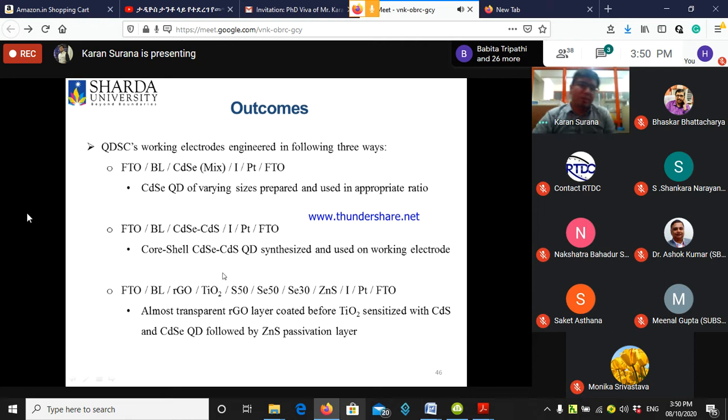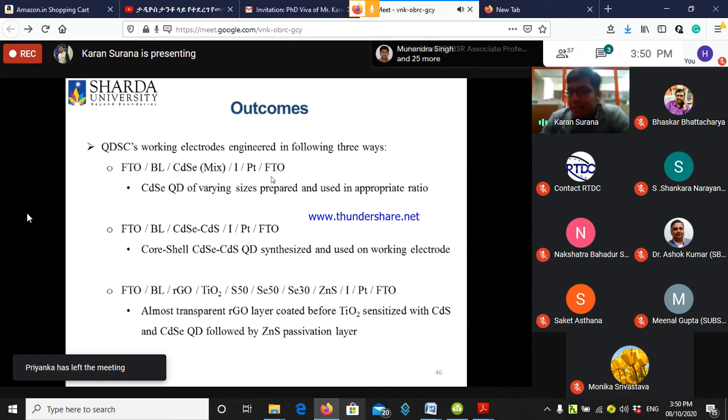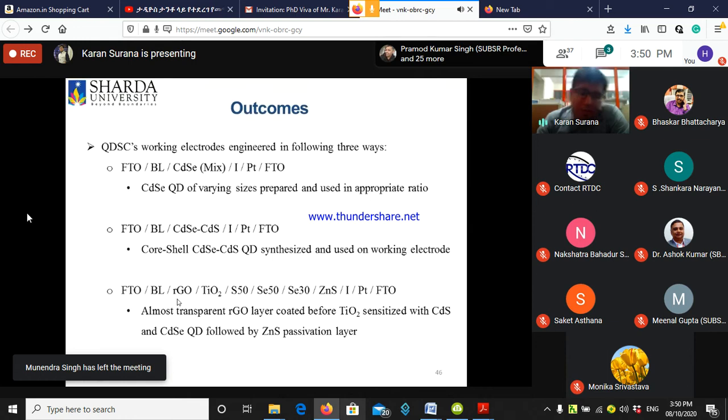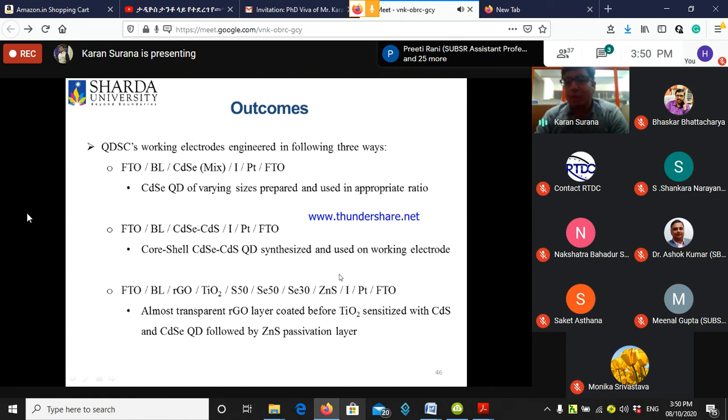The outcomes of my thesis work: in the first one, we prepared CdSe quantum dots with different ratios. In the second one, we prepared CdS core-shell quantum dots. In both of these two systems, we eliminated TiO2 and let QDs play the role of semiconductor as well as the sensitizer. Because of that, the negative effect was on the impedance characteristics. In the third one, we employed a transparent layer of RGO, crystalline RGO, followed by TiO2 and the graded structure of QDs, followed by again a passivation layer.